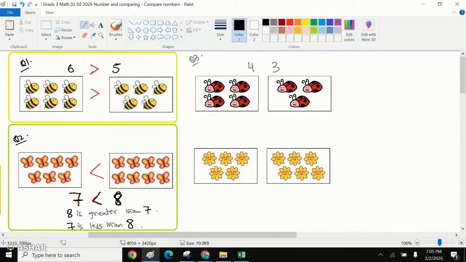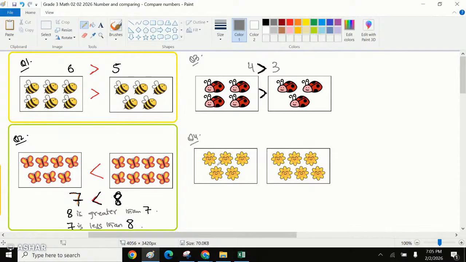For question number 4, it says 4 is greater than 3. Whichever value is greater has the open end. So we can say this box has more beetles than the other box. Yes? Okay.